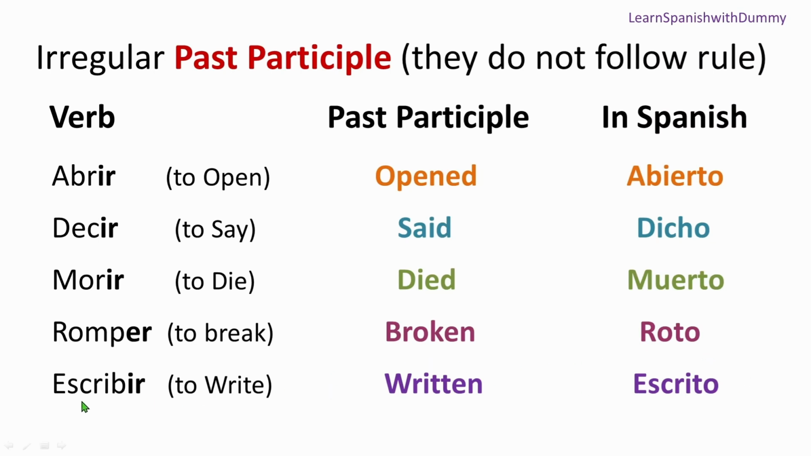Now we have escribir. Escribir means to write. Now I want to make it written, because the past participle of write is written, right? So escribir will become escrito. Escrito means written, and these all don't follow any rule. You need to remember them.